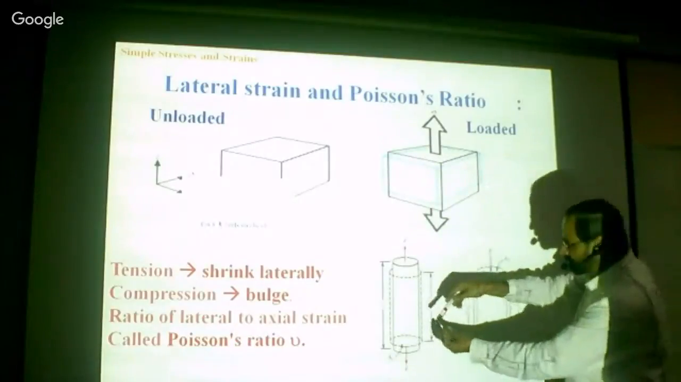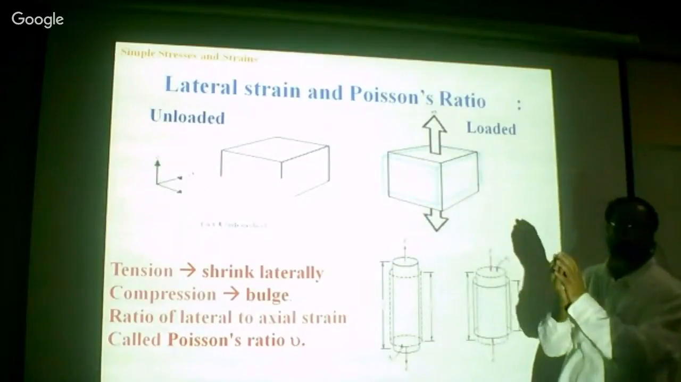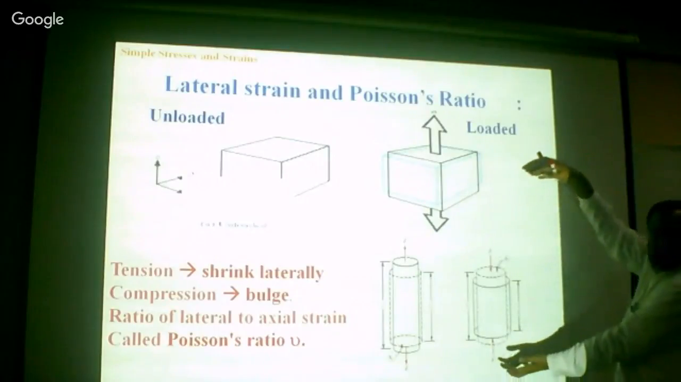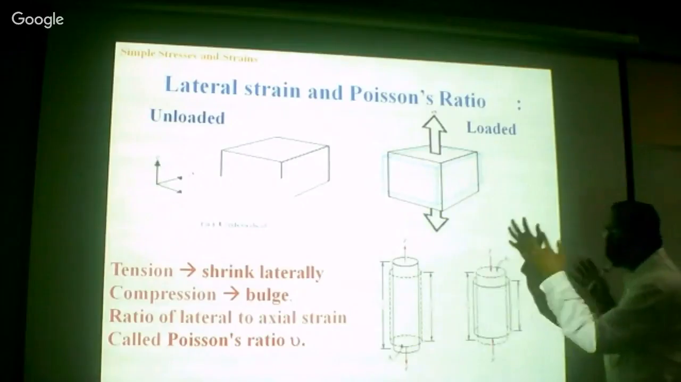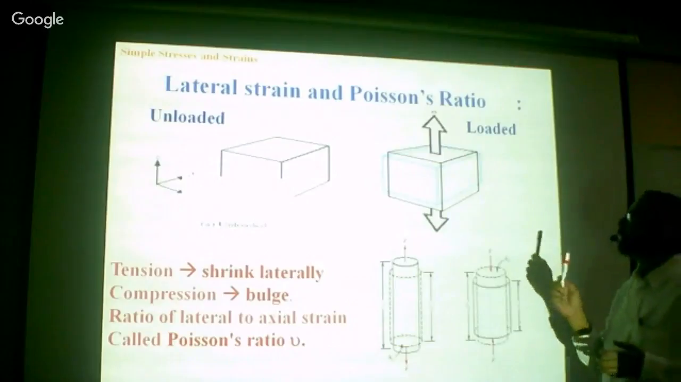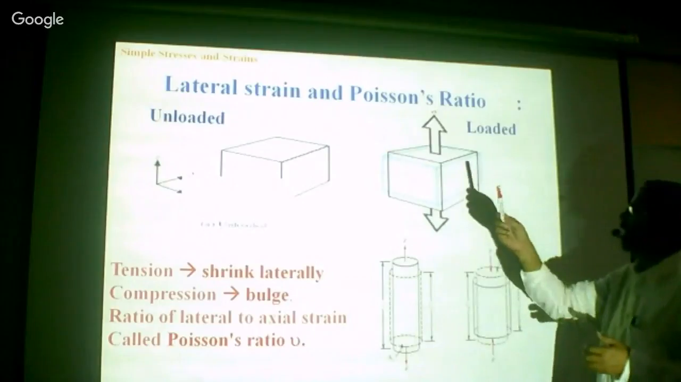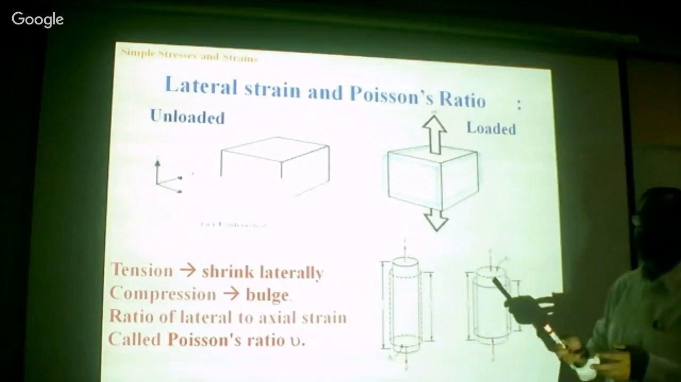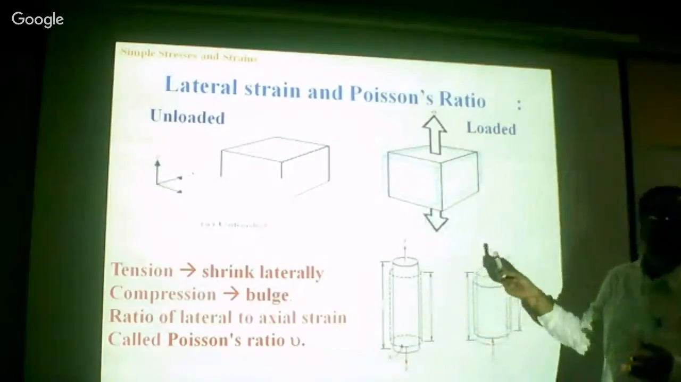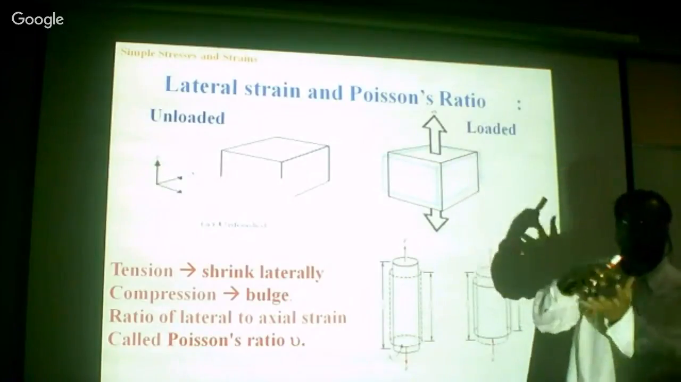When you apply a tensile force, the length increases and the lateral dimension decreases. When you apply a compressive force, the length decreases and the diameter increases. With this, we can now study lateral strain and Poisson's ratio. This is before loading, and these are after loading. One is under tensile force, the other under compressive force.